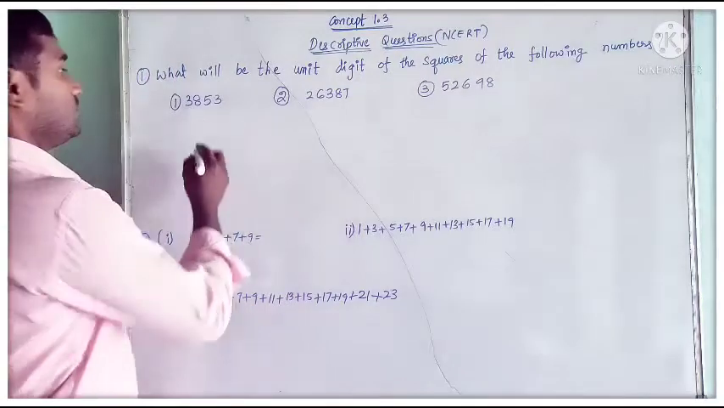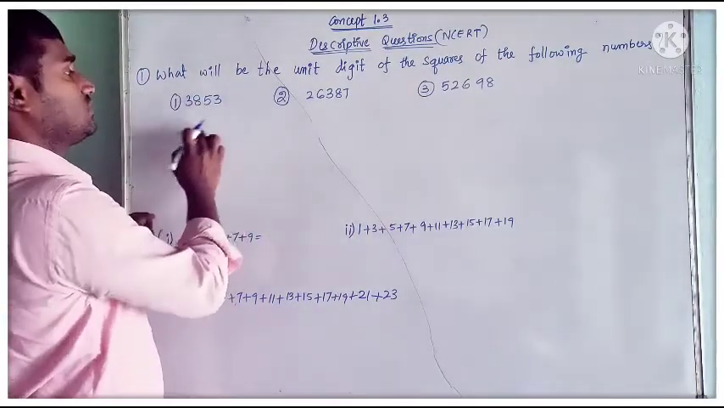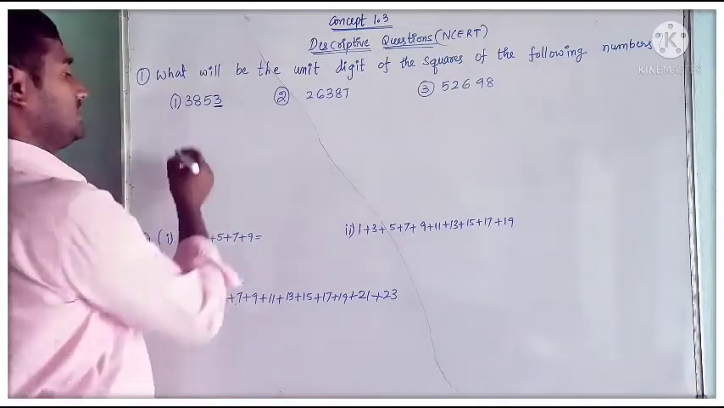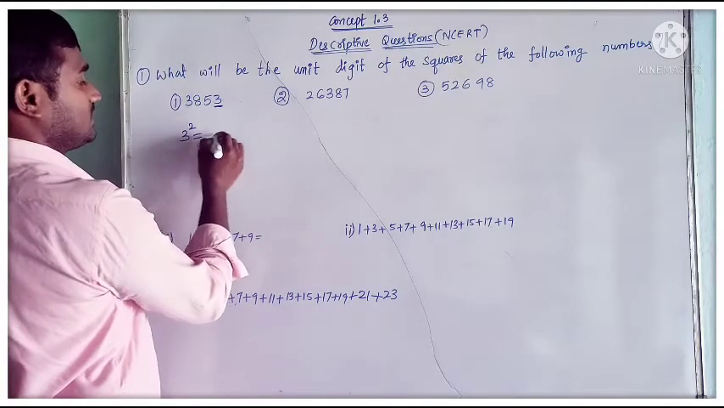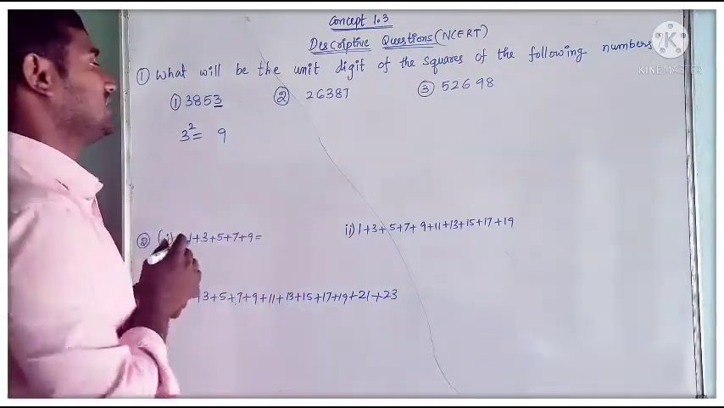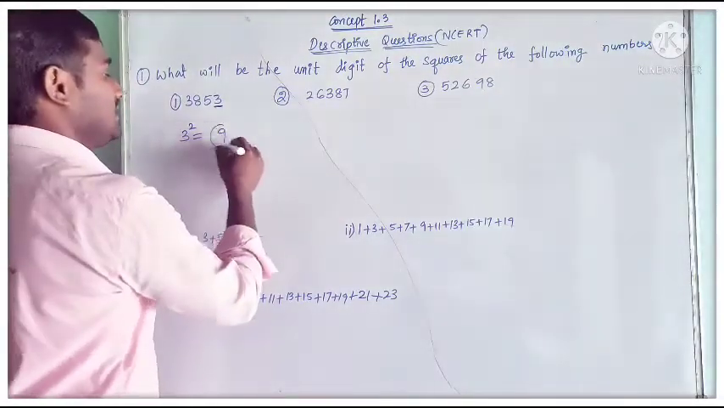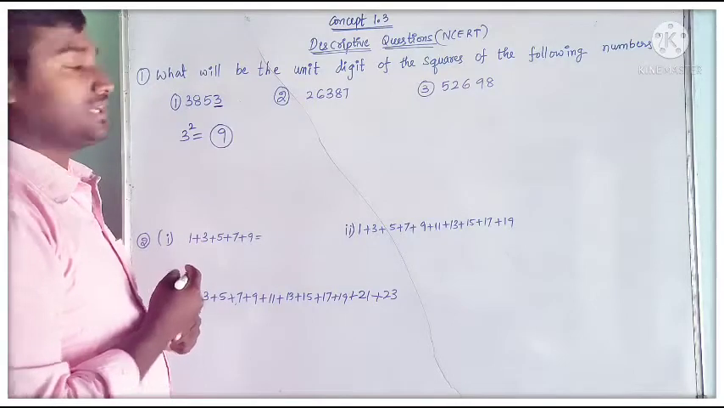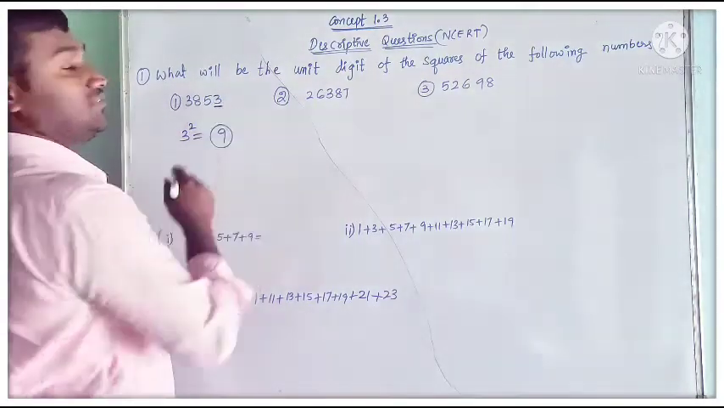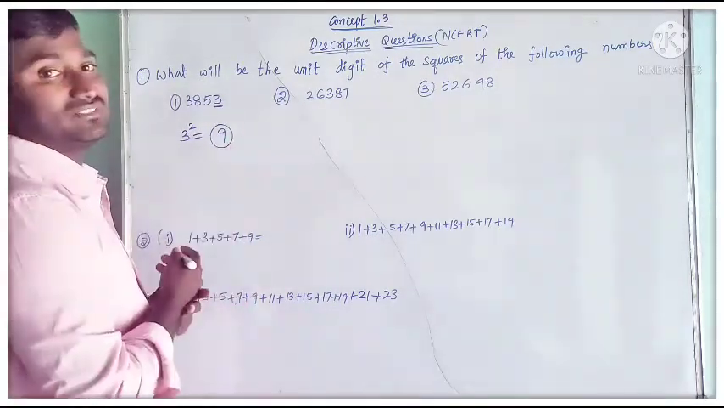To find the unit digit of the square of a number, there is no need to find the whole square. Just see which digit the number ends with. The number ends with 3. So 3 square is how much? 9. So 3853 square ends with 9 only. We just need to find the square of the unit digit, and the unit digit of that square is the unit digit of the answer.